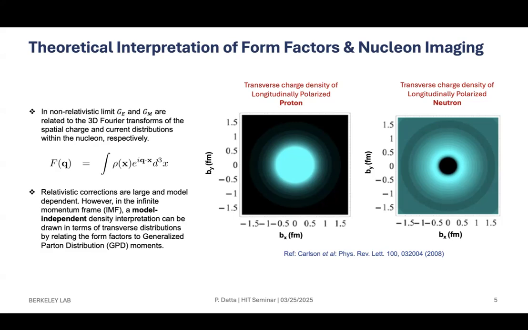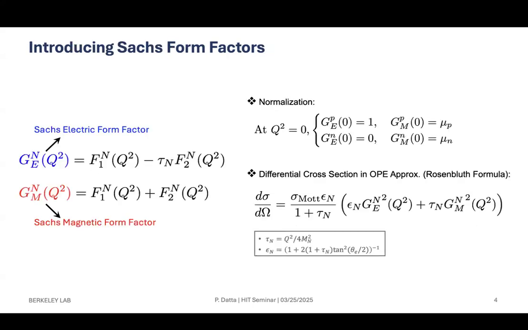I have to make a brief comment here about your previous slide. The non-relativistic limit for which the Fourier transform is valid is only when the quarks within the nucleon are moving non-relativistically. It has nothing to do with Q squared. Right, okay. Yeah, thank you.